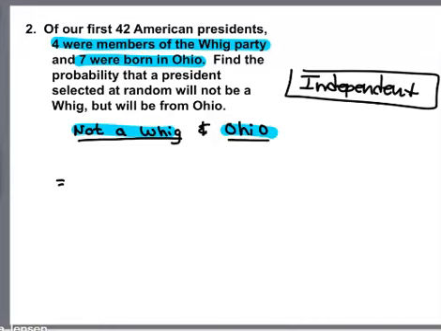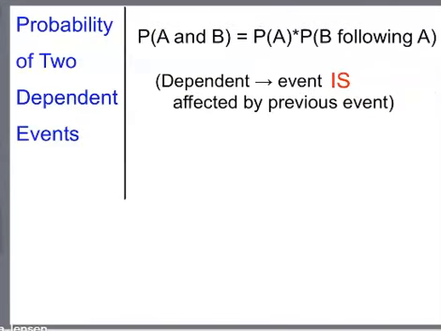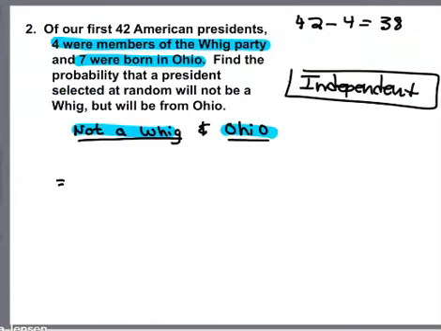So, probability that they're not a Whig. If we do 42 minus 4, there's 38 that were not Whigs. 38 are not Whigs out of a total of 42 American presidents. We're going to multiply that by how many are from Ohio. There were 7 born in Ohio out of 42. Okay, so this is not a Whig times all those from Ohio.